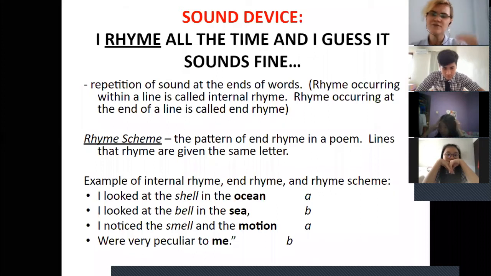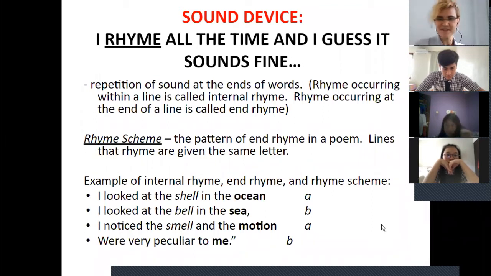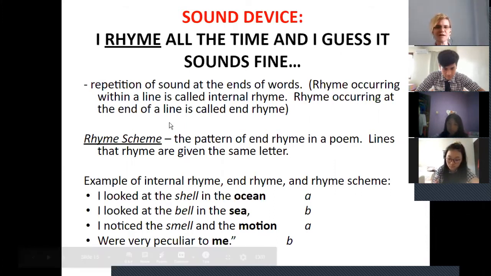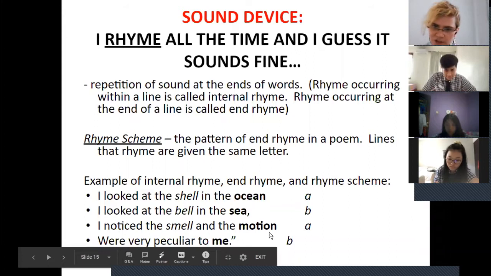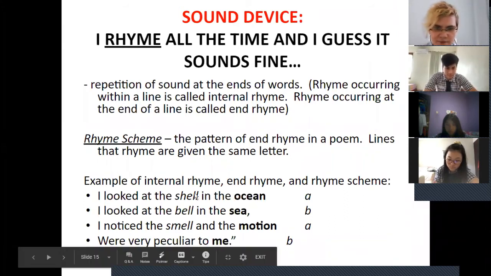So lines that rhyme are given the same letter. I think you will remember this, like A, B, A, B. Remember that in the stanzas? For example, of internal rhyme, end rhyme, and rhyme scheme: "I looked at the shell in the ocean." So we've got ocean, motion. This is a rhyme scheme going on, A, A. And we've got shell, bell, smell. This is internal rhyme. And we've got see and me. That's the B. That is the end rhyme.